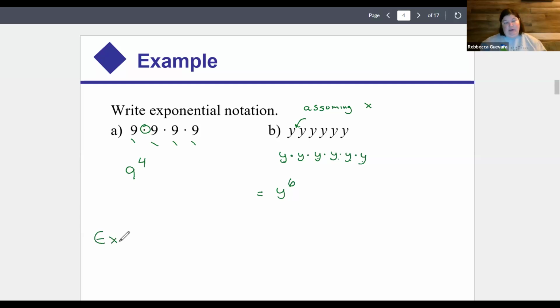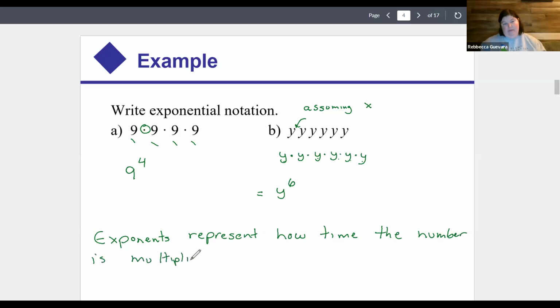So what your exponents are representing is how many times the number is multiplied to itself. When we say 9 to the 4, that was because 9 is multiplied to itself 4 times. Y is multiplied to itself 6 times.